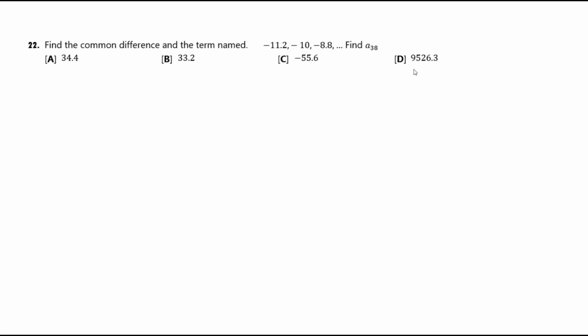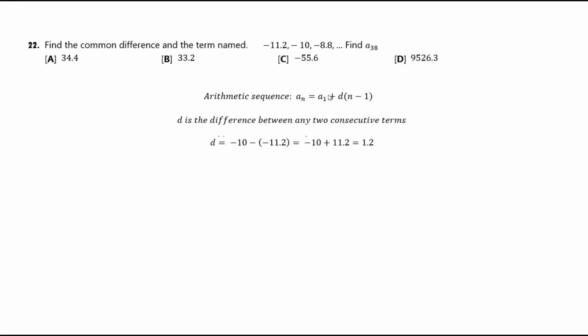This is the unit that you were working on in Algebra Nation. In order to do this, we need to use the following formula for the arithmetic sequence. In this case, A1 is the first term in the sequence. D is the difference between any two terms in the sequence, or how far you had to travel to get to the next number. And N is the number of terms, or the term number that you're looking for. In this case, we're looking for the 38th term, so N is 38.